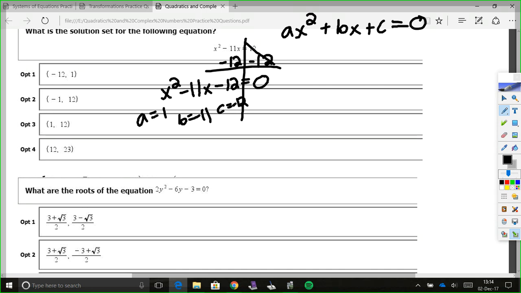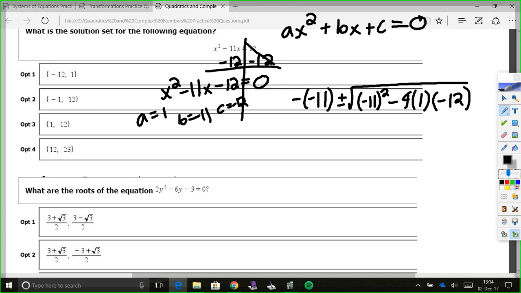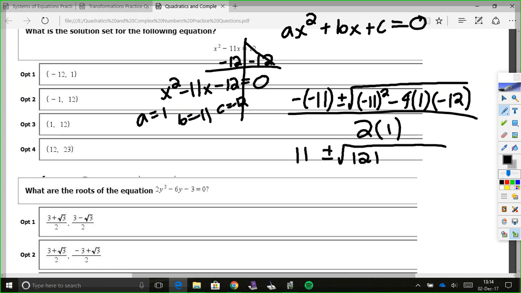So, quadratic formula, we'd have negative b, which would be negative 11, plus minus the square root of negative 11 squared, minus 4 times 1, times negative 12, all over 2 times 1. This would become positive 11 plus or minus the square root of 121. And then 2 negatives will make a positive, so this would be plus 4 times 12, which is 48, I think. And then over 2. So 121 plus 48 is 169.